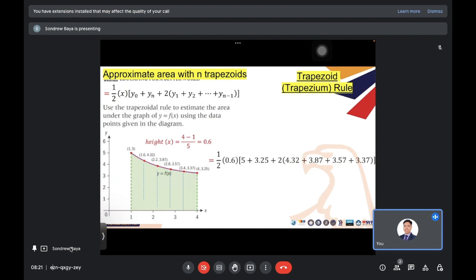This will now be half of 0.6, which is your x interval, times the first y value plus the last y value plus 2 times the sum of the ones in between: 4.32, 3.87, 3.57, and 3.37. If you use your calculator to compute this, you will have an answer of 11.55 square units. And this is by means of the trapezium rule.